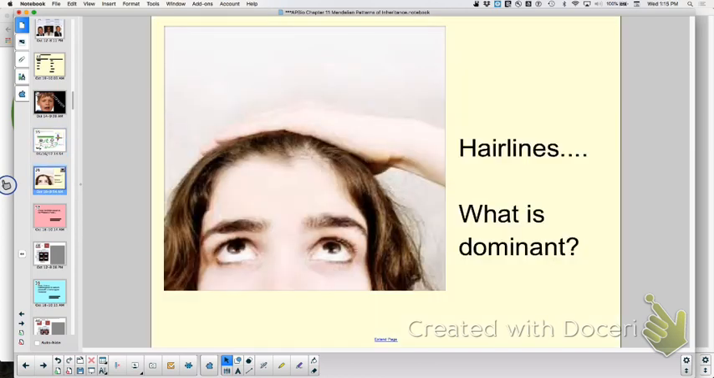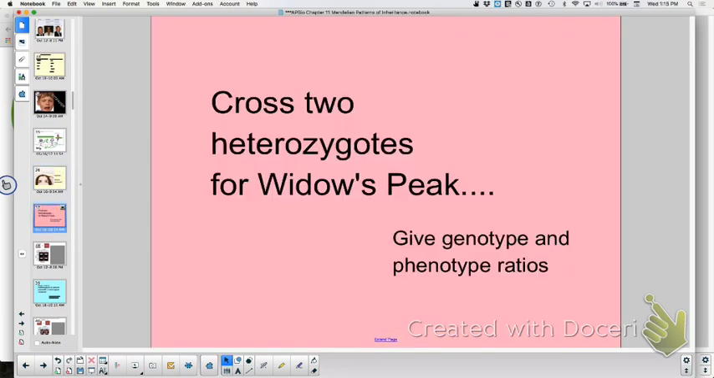Widow's peak. What is dominant? Widow's peak or straight hairline? Widow's peak is dominant. Let's use the letter W, okay? You need to be ready to do a bunch of crosses quickly, please. So I would like you to cross for me 2 heterozygotes for widow's peak. Give me genotypes and phenotypes. Try it at home too.